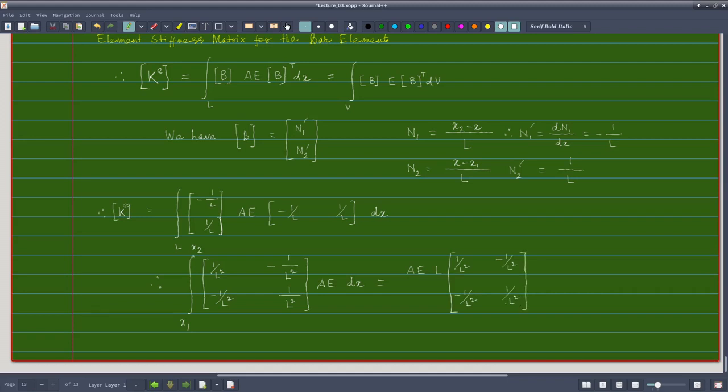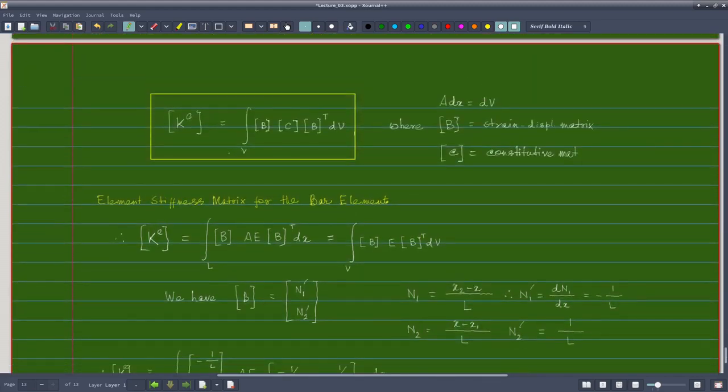So by cancelling this L, I can take this L square out, so I will just get A by L into [1 -1; -1 1]. So this is the same stiffness matrix you had earlier derived by using principle of mechanics, is not it? But this gives me a general method which I can use in any kind of element.